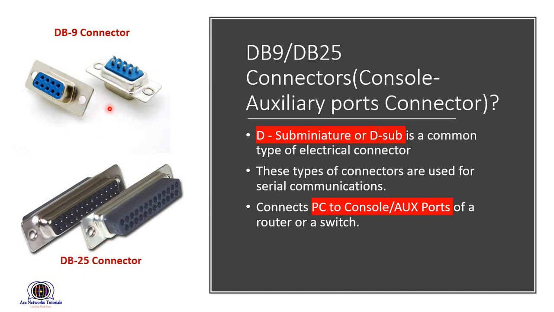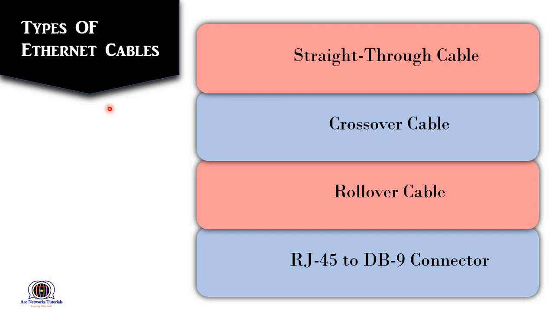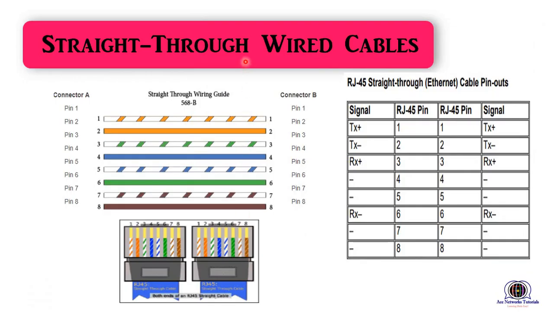Moving further, types of Ethernet cables. Straight-through cable, crossover cable, rollover cable. We will also discuss RJ45 to DB9 connector. Straight-through cable. It is an 8-wire cable, each colorfully coded, though the colors are not standard.